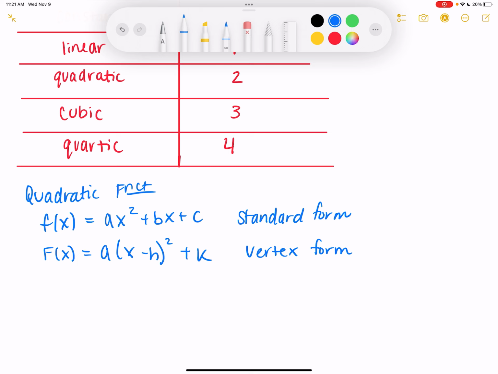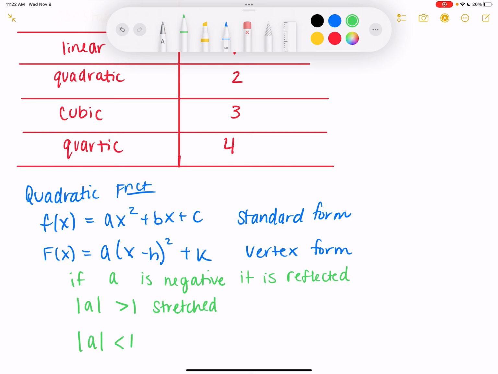And a couple things to note in this form. If a is negative, it is reflected. So the graph would be reflected. If the absolute value of a is greater than 1, it's stretched. If the absolute value of a is less than 1, it's compressed.